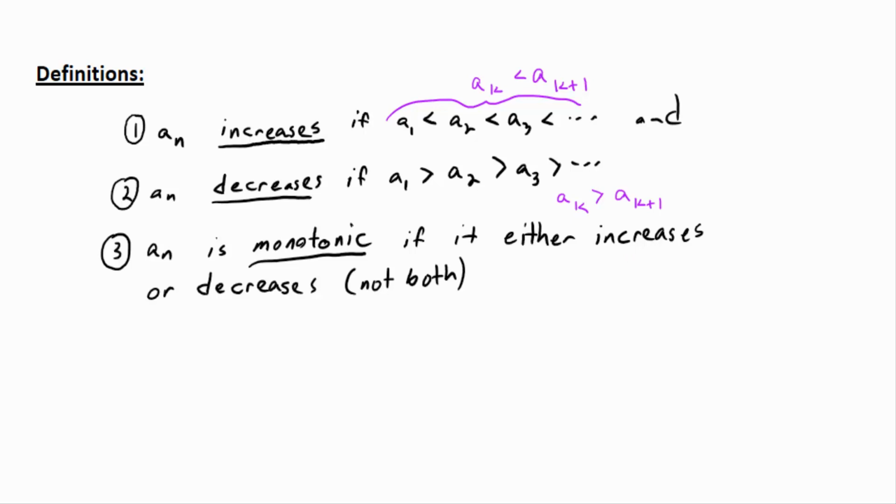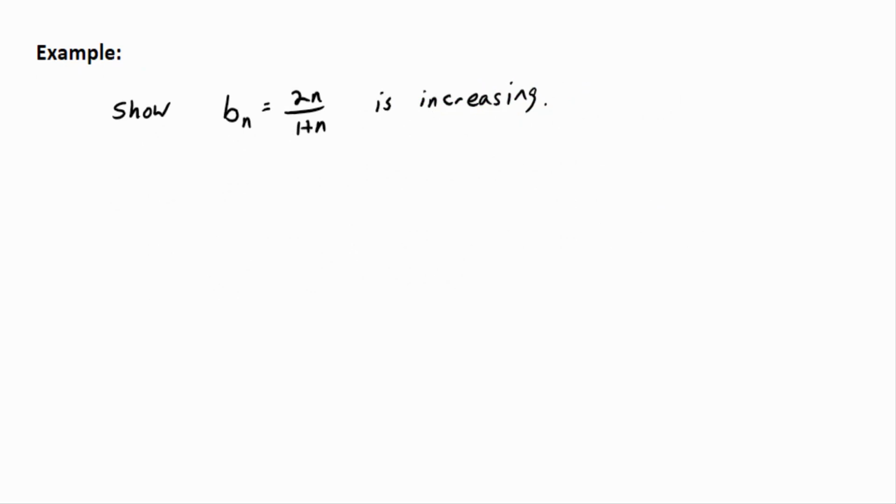Okay, how could we show that b_n equals 2n divided by 1 plus n is increasing? How'd you do it in Calc 1? You remember? If the derivative is positive, then the function's increasing, right? If the derivative is negative, the function's decreasing. We have to use the related function here. The related function, just use f(x), so use an input of x instead of n. Take the derivative, show that it's positive. And then we know from Calc 1 that the function is increasing. Well, there's no reason why the related sequence wouldn't be increasing if that's true.